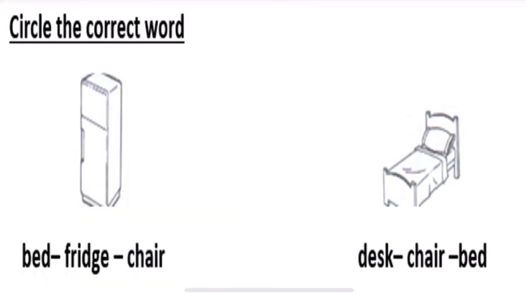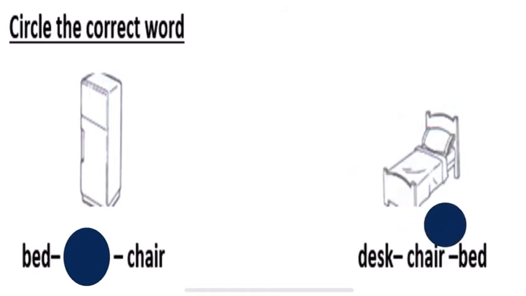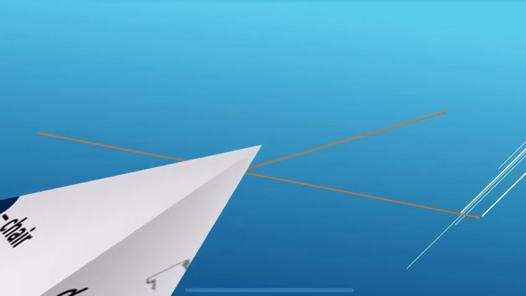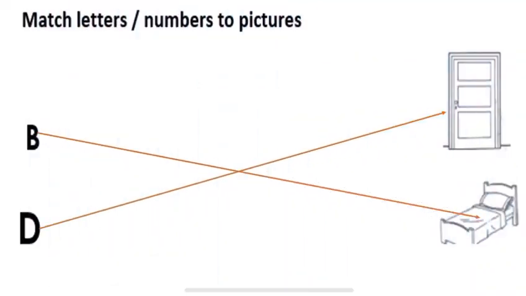Here, bed, fridge, chair. Yes, this is fridge. Desk, chair, bed. This is bed. Well done, my friends. Now we want to match. Yes, we matched it. B, bed, D, door.